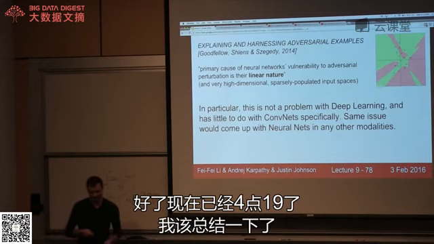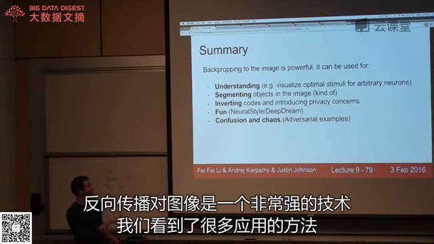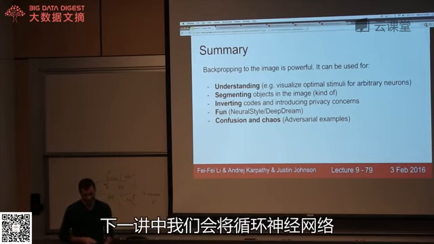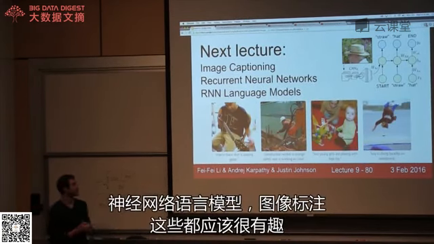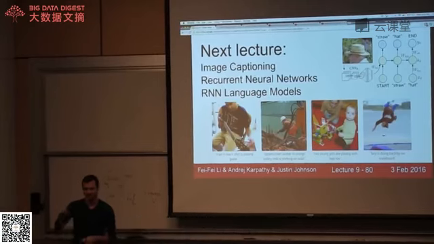Yeah. Anyway, since it's 4:19, I'd just like to summarize that backpropping to the image is a very powerful technique, and we saw many ways that this can be used: for understanding, for segmenting, for inverting, for fun, and definitely for confusion and chaos as well. Next lecture, we're going to go into recurrent neural networks, recurrent neural network language models, and image captioning and stuff like that, so that should be fun. It is 4:20, so I'll end the lecture here, but you can come.